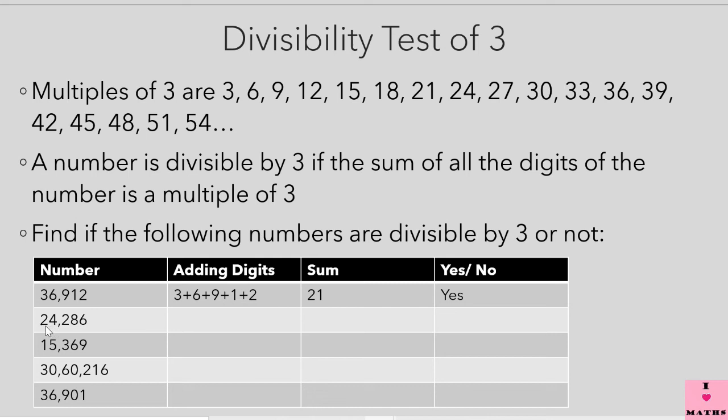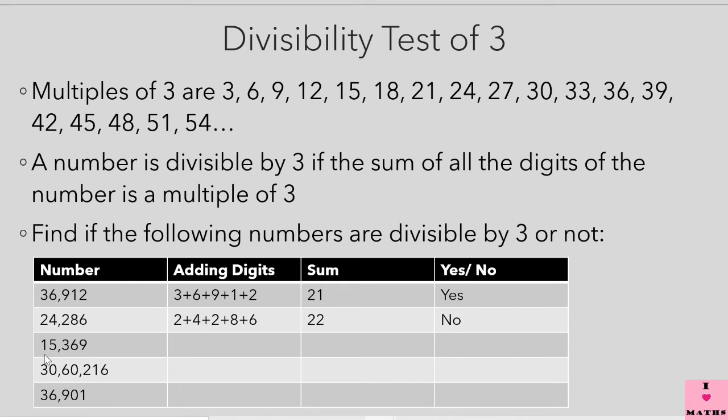Okay, let us do this number. 24,286. Now, 8 plus 6 is 14. 14 plus 2 is 16. 16 plus 4 is 20. Plus 2 is 22. 22 does not come in the table of 3. So this number is not a multiple of 3. Right?